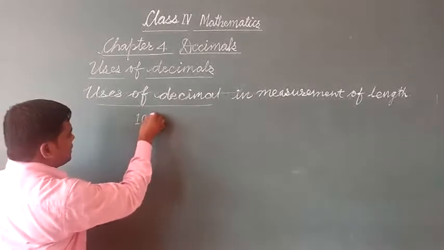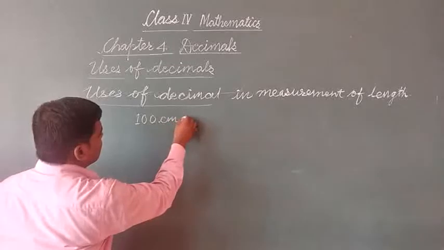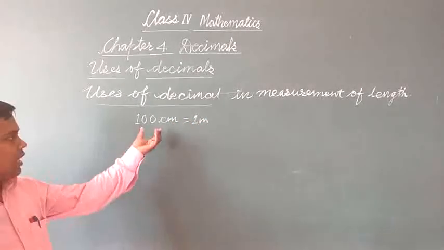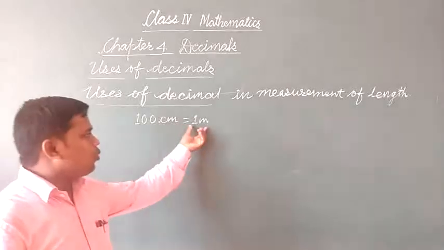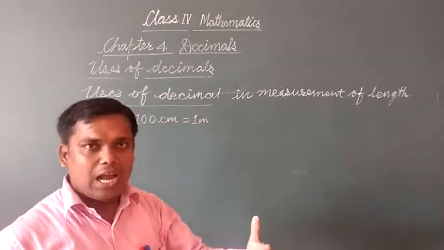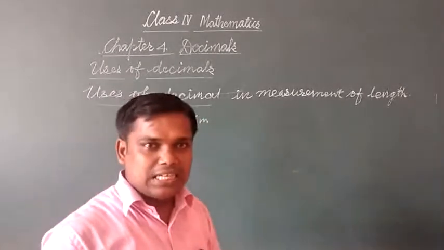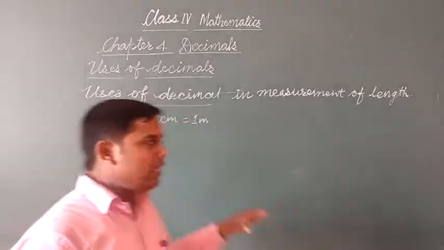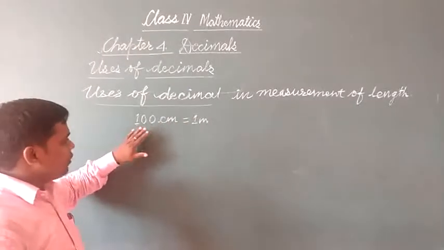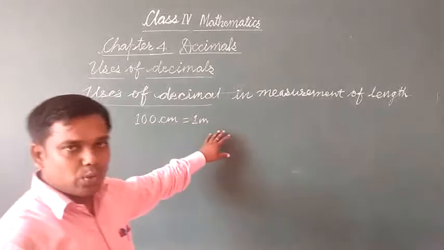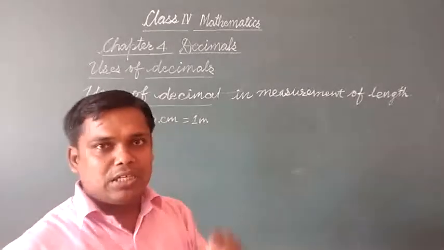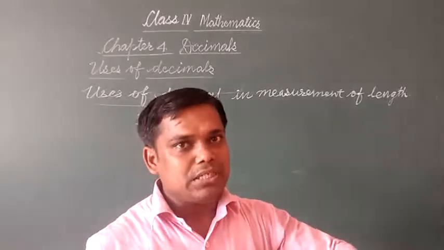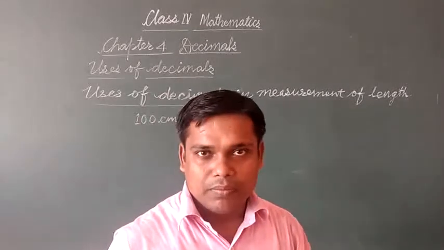100 centimeter is equal to 1 meter. As it is written here, 100 centimeter is equal to 1 meter, and if questions are given in centimeter and it is asked to convert into meter, you will write like this. We know that 100 centimeter equal to 1 meter, then 1 centimeter equal to 1 by 100 meter, and therefore given centimeters you have to multiply.